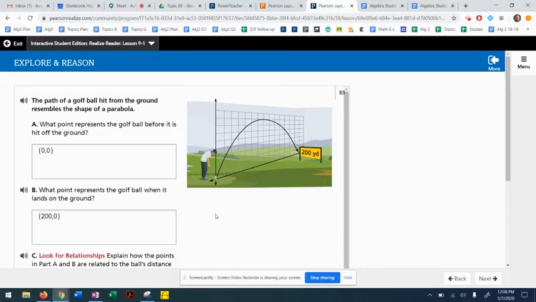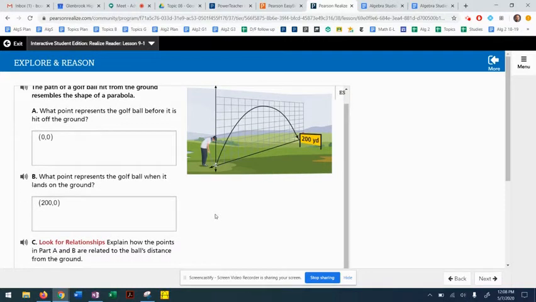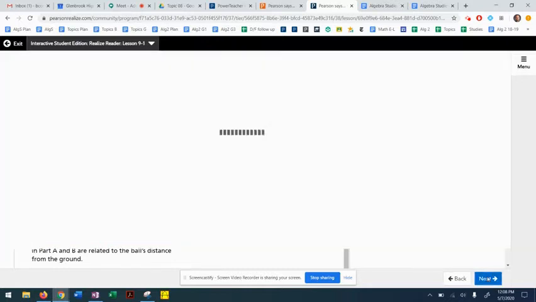Those 2 points are actually both x-intercepts of this parabola. Question C says, explain how the points in part A and B are related to the ball's distance from the ground. At each of those points, the ball is on the ground, which means its height is 0. Notice how in the first case the y-coordinate is 0, and in the second case the y-coordinate is also 0. We're going to look in a little bit more detail at where parabolas hit the x-axis. That's the point of this lesson.